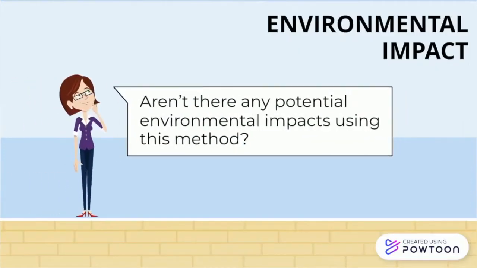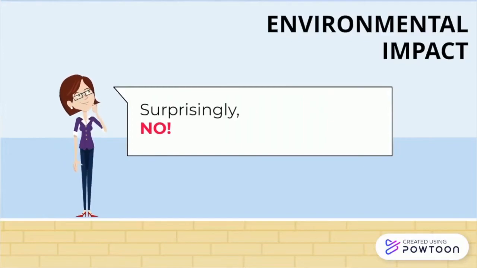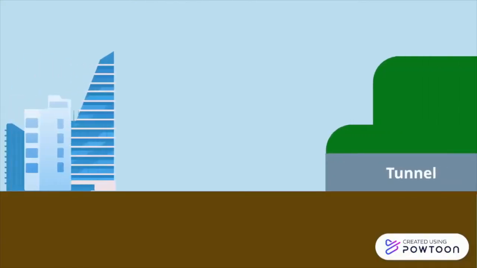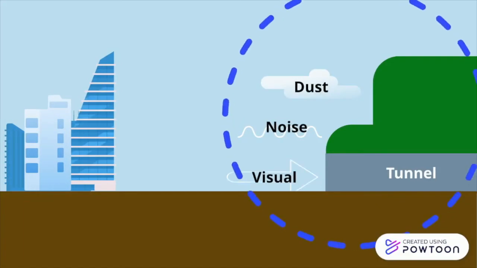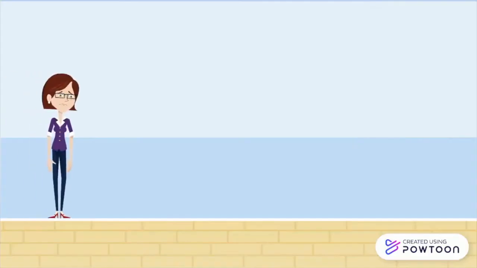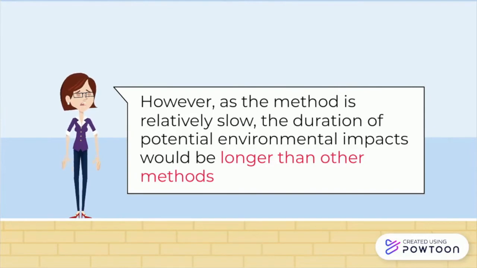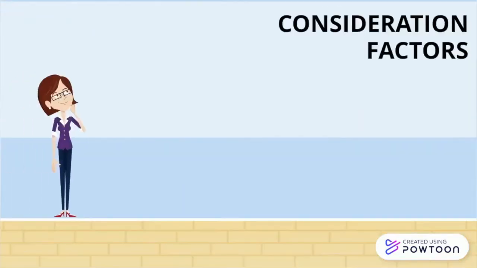Aren't there any potential environmental impacts using this method? Surprisingly, no. Potential environmental impacts in terms of noise, dust, and visual on sensitive receivers are significantly reduced and are restricted to those located near the launching and retrieval shafts. However, as the method is relatively slow, the duration of potential environmental impacts will be longer than other methods.